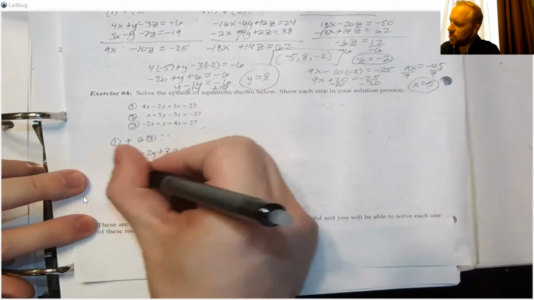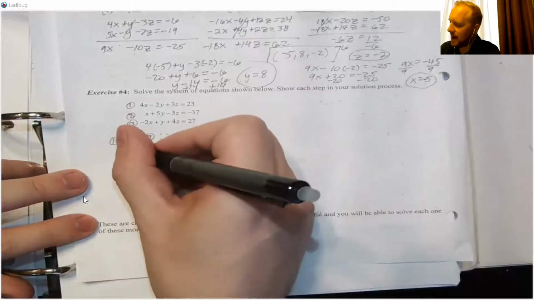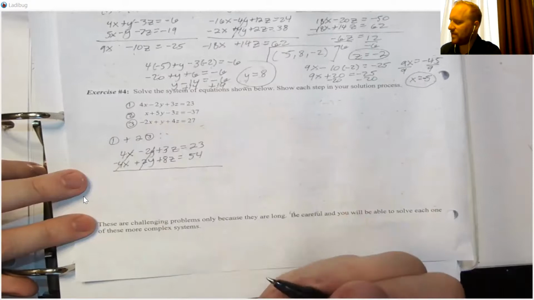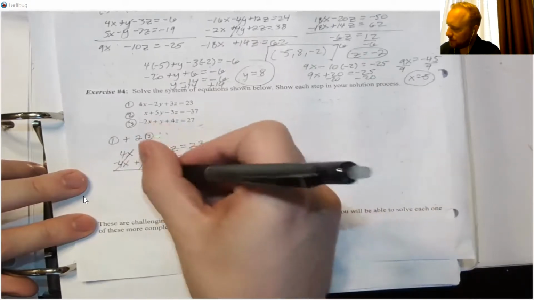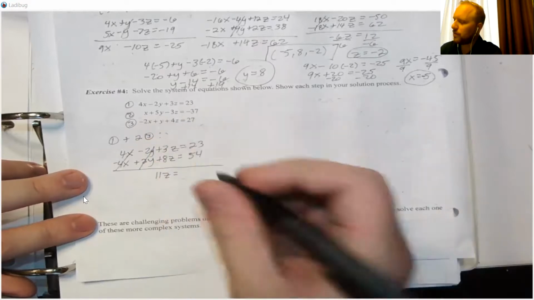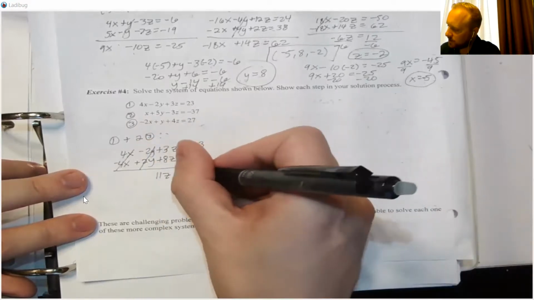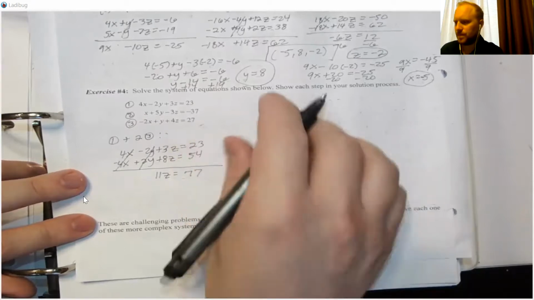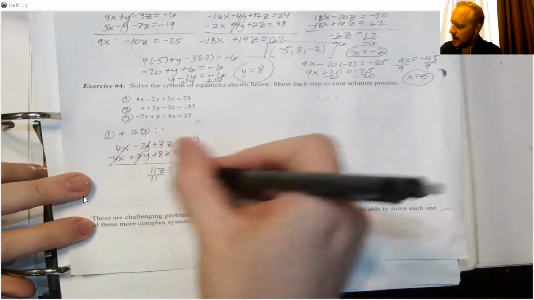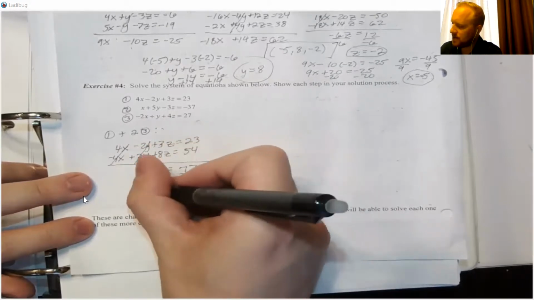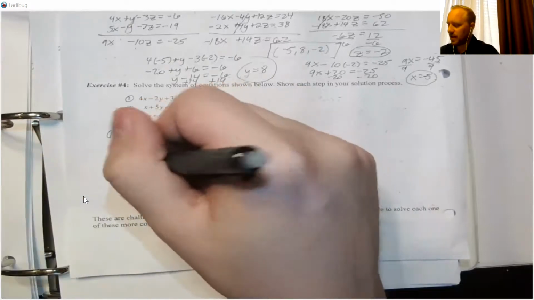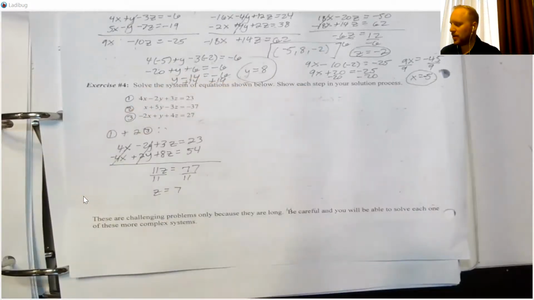Okay, so when I do that, you'll notice that my x is crossed out, my y is crossed out, and I'm left with 3z plus 8z is 11z, and 54 plus 23 is going to give me 77. Okay, and then I'm going to divide both sides by 11. This is going to give me z is equal to 7. That one was nice because it got rid of two variables at the same time. So we found z.